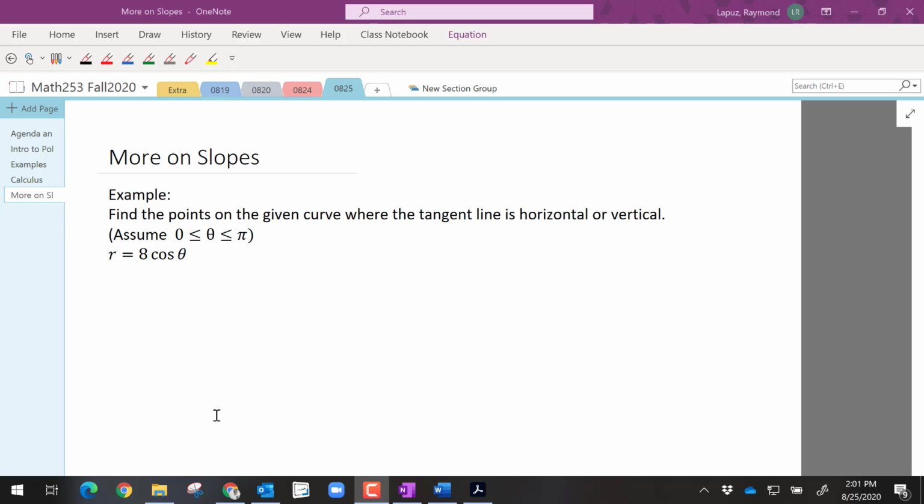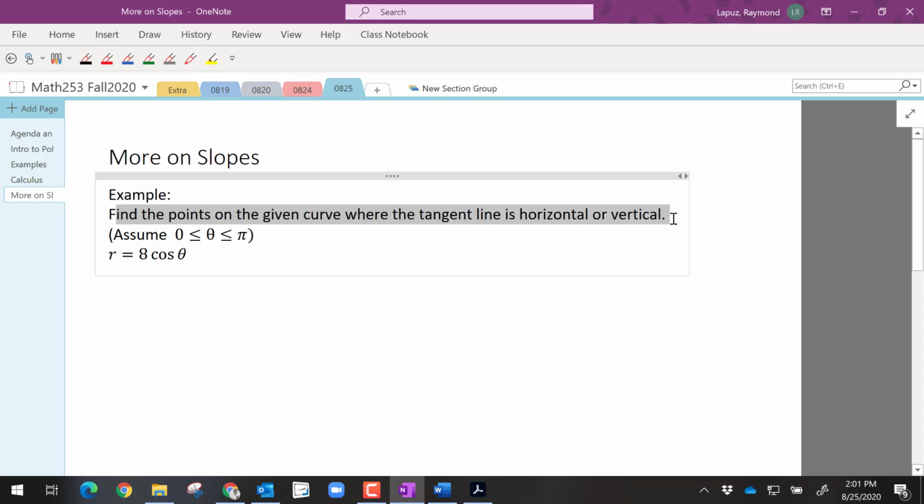Okay, let's do this problem. We're asked to find the points on the given curve where the tangent is horizontal or vertical. And then we get to assume that we're only going to go from 0 to pi, and our function r is equal to 8 cosine theta.